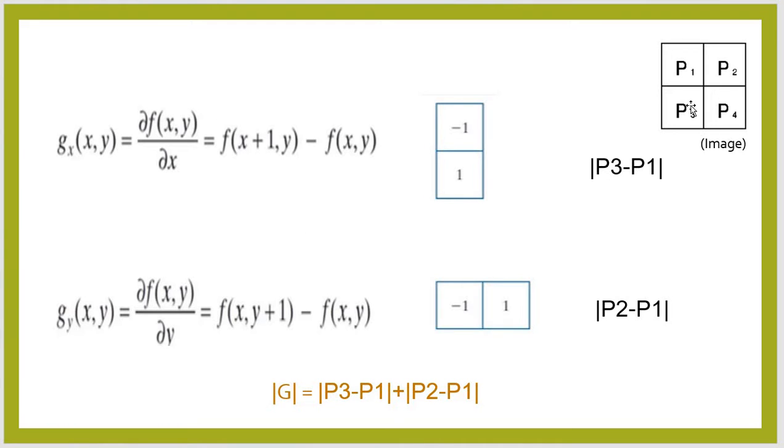For images, to calculate gradient at pixel p1 of this image, we keep this kernel at this position to calculate gx. We multiply -1 and p1, 1 and p3, and we add these two, then we will get |p3 - p1|. Similarly, to calculate gy at p1, we simply keep this kernel here and we multiply corresponding pixels, then we will get |p2 - p1| as our gy. To calculate resultant gradient, we add |gx| + |gy|, then we will get |p3 - p1| + |p2 - p1|.